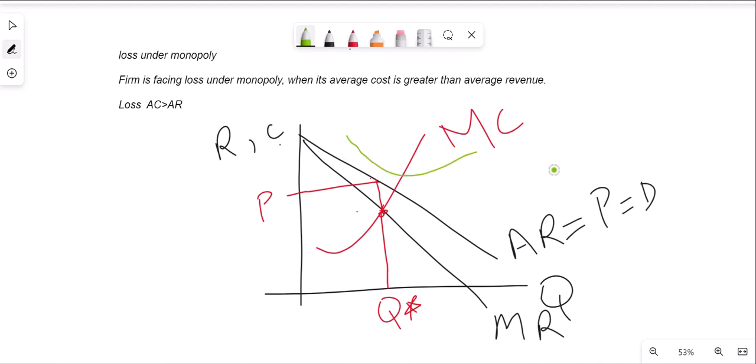So here it will be the average cost curve. The area from this point to this point is showing loss under monopoly, as average cost is greater than average revenue. So when average cost is greater than average revenue, the firm is facing loss. Whether it is the case of perfect competition or imperfect competition, monopoly, oligopoly, whatever the case is, when the average cost is greater than average revenue, the firm is facing losses.